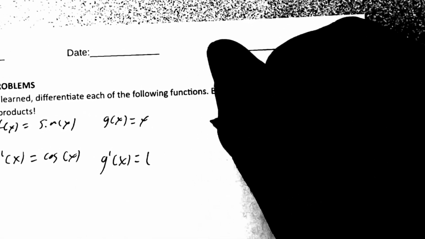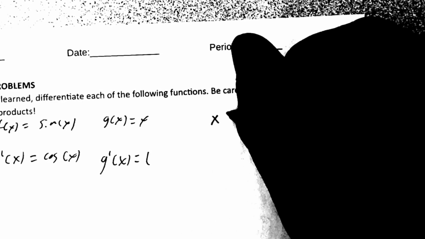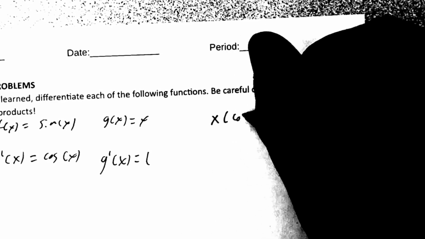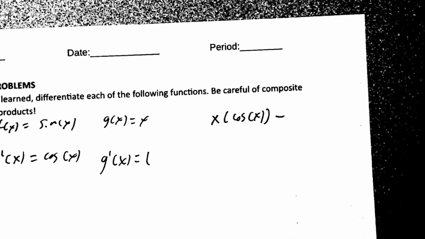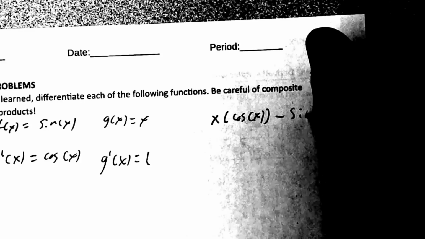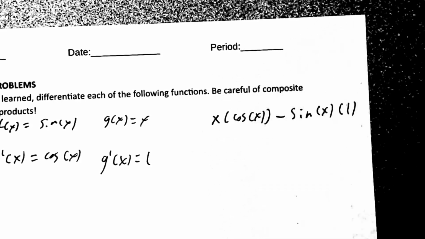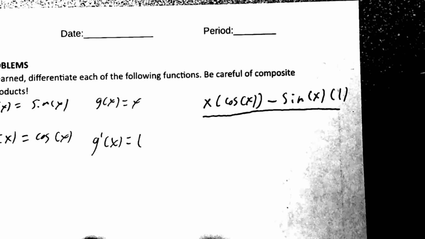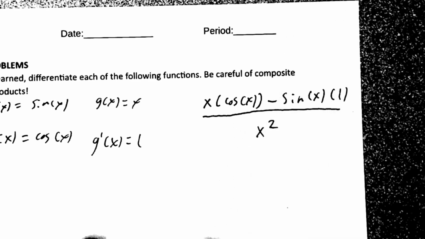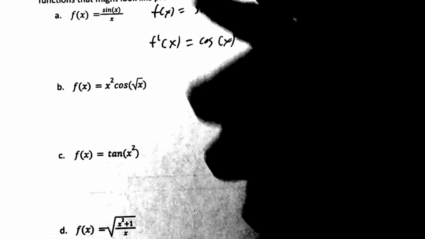So it's going to be g of x, which is x, times derivative of f of x, cosine x, minus sine x, that's f of x, times 1. That 1 I don't need to put, I'll just put it there so you see where it went, all over x squared. And you're done. That's fine.